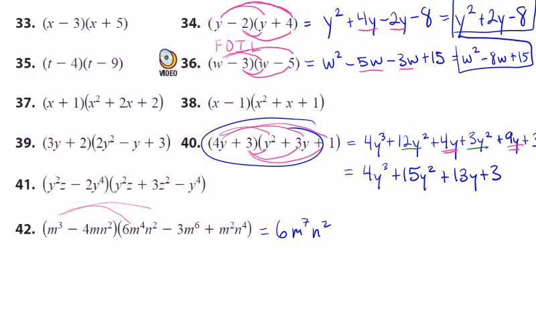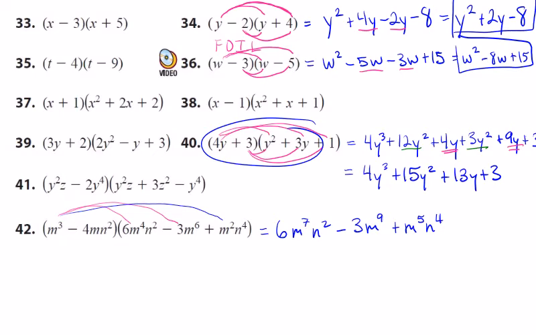So then we multiply m cubed by negative 3m to the 6th. So positive by a negative is a negative. The 3 stays. And then m cubed times m to the 6th is m to the 9th. Okay, m cubed multiplied by m squared n to the 4th. So m cubed by m squared is m to the 5th. And then we get n to the 4th.